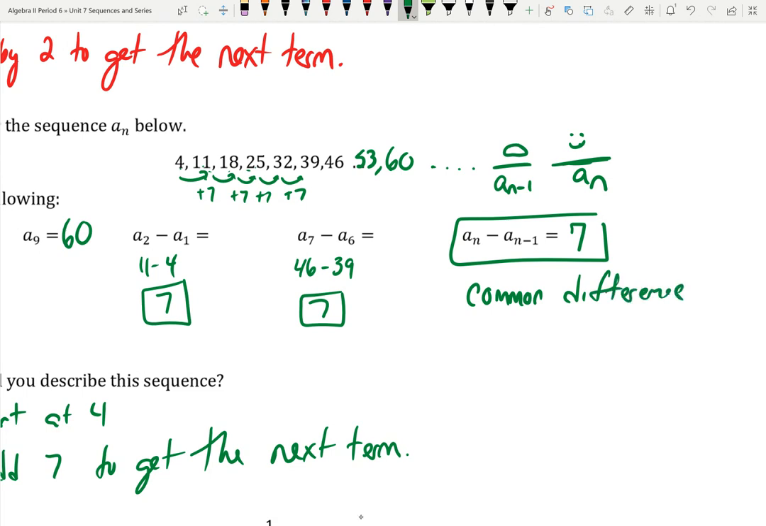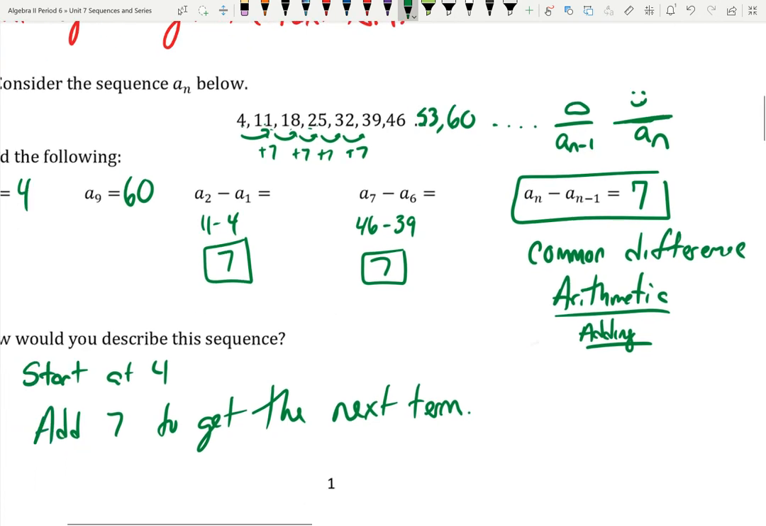Why? Because you subtract the 2 terms to see what you're adding. So this is an arithmetic sequence. I know it looks like arithmetic, but it's called arithmetic. It's an arithmetic sequence, and it has a common difference, the number you keep adding. The pattern that we keep adding is actually called the common difference.